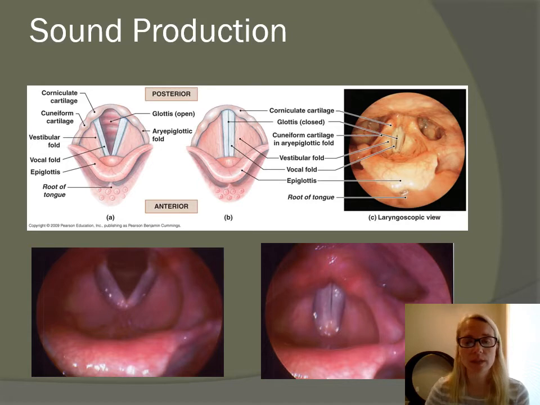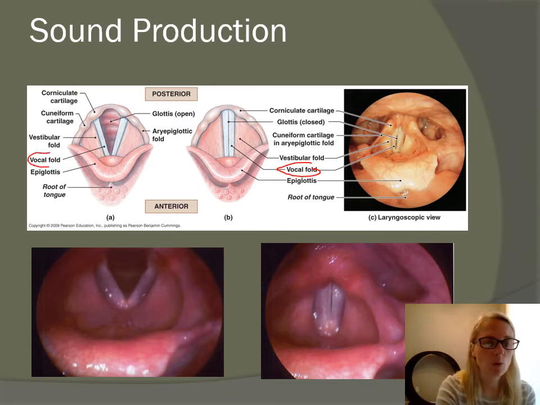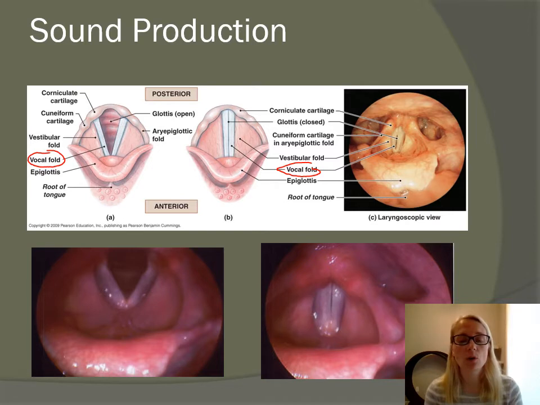We are using the air that's coming out past the structures in the larynx to vibrate these membranes, and that gives us our voice. So there's two sets of membranes or folds that we can see in the larynx. We have what are called the vocal folds. We can see them closed here. We can see them open here. The vocal folds are also called the true vocal cords. So these are what actually vibrate when you have a voice, when you're making sound.